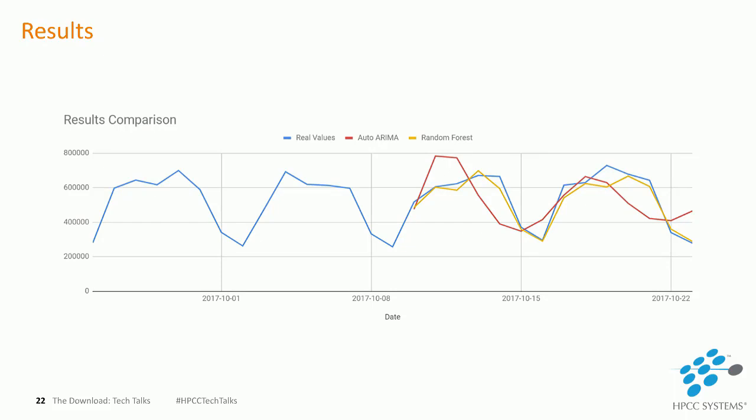So here we have results from the AutoARIMA and random forest models' predictions on the same data set from before. As you can tell, the random forest model fits the curve more accurately than the AutoARIMA model does. In our case, the random forest fits better, but depending on the data set, the optimal technique or model can change.